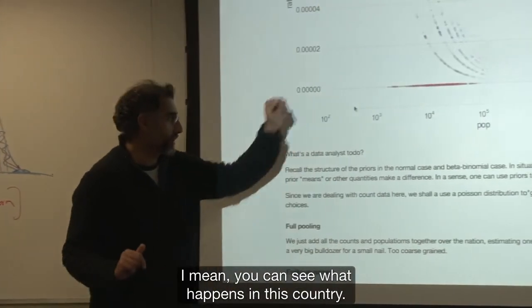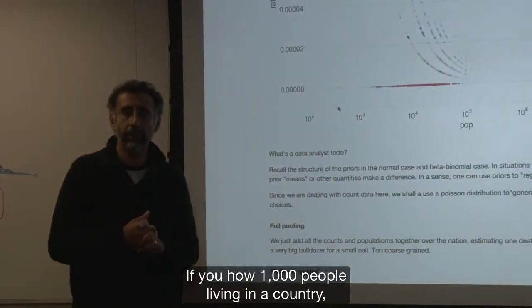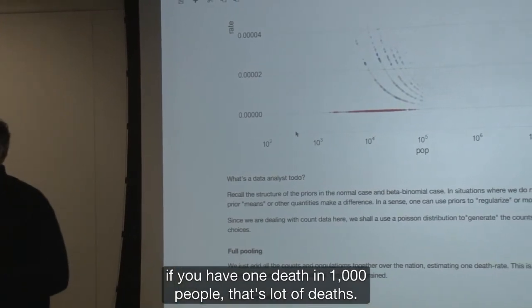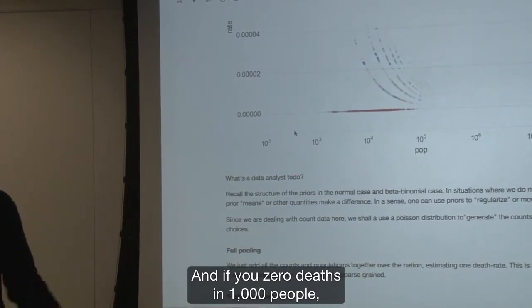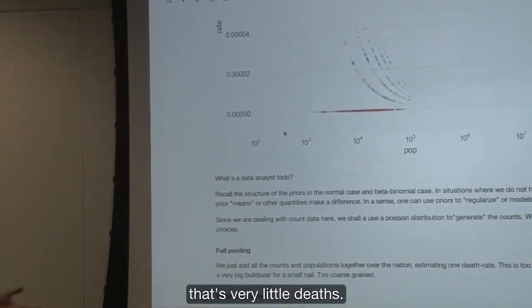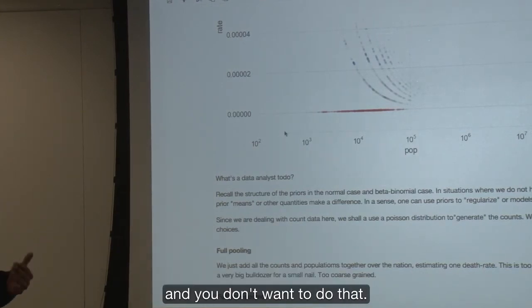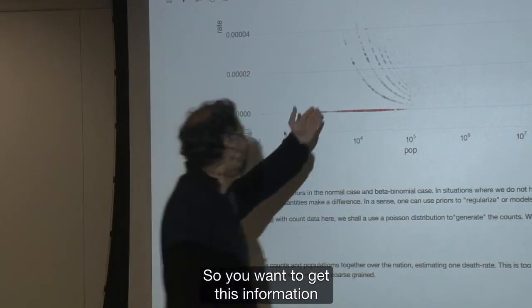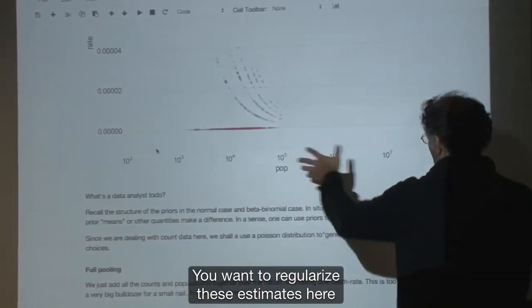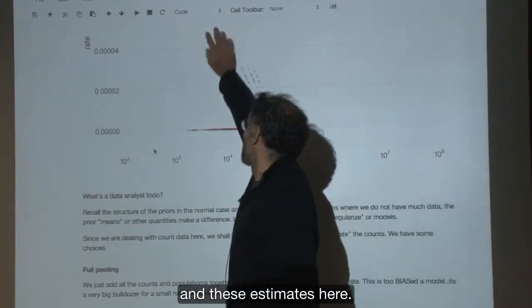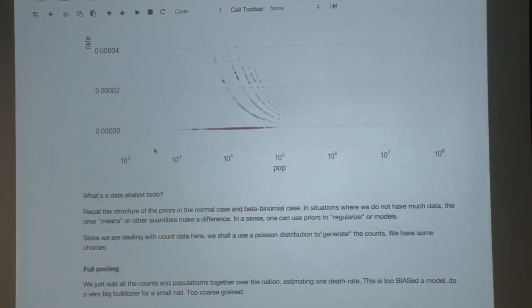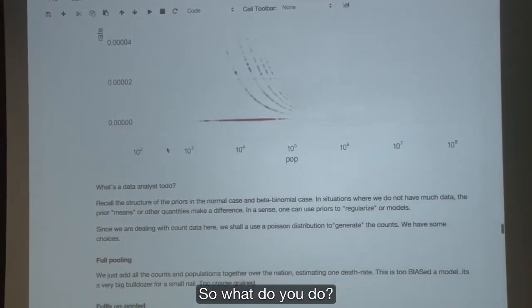I mean, you can see what happens in this county. If you have 1,000 people living in a county, if you have 1 death in 1,000 people, that's a lot of deaths, and if you have 0 deaths in 1,000 people, that's very few deaths. But then you're overfitting to that county per se, and you don't want to do that, so you want to get this information from the overall mean. You want to regularize these estimates here and these estimates here. Okay, so what can you do?